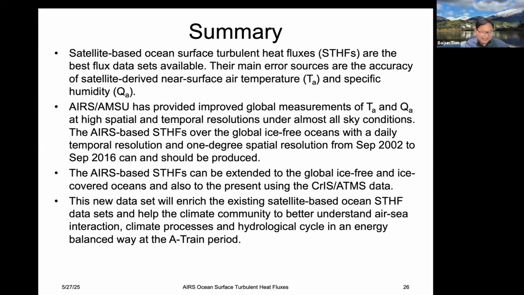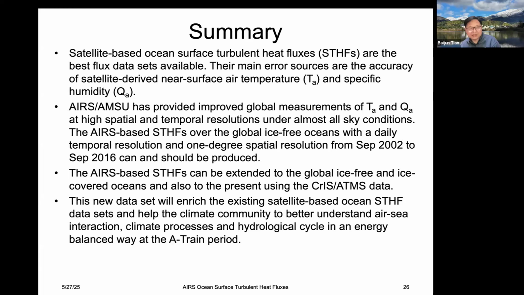I'll ask a quick one here, more of a hypothetical, not an exact answer. So we're talking about using AIRS/AMSU from 2002 to 2016, and then CrIS and ATMS after that. What would you expect if this gets selected? For the CrIS/ATMS fluxes, how do you think that would compare to the AIRS/AMSU? Would it be a similar resolution? Will we see improvements? What would you expect if we were to transition from the AIRS/AMSU fluxes to the CrIS?